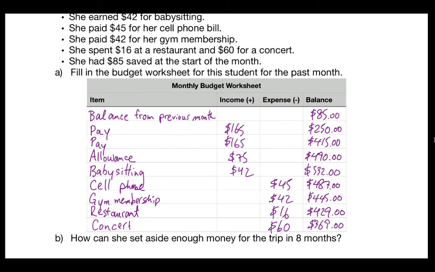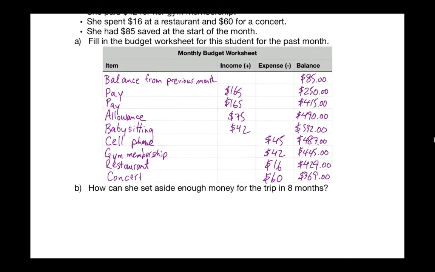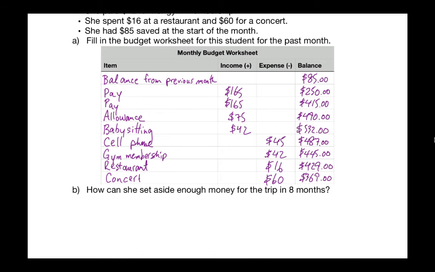The next question is, how can she set aside enough money for the trip in 8 months? So after that 1 month, there's a few possibilities. So first possible solution here is you take the $700 and you divide by 8 months, and that would give you $87.50 per month to be saved.